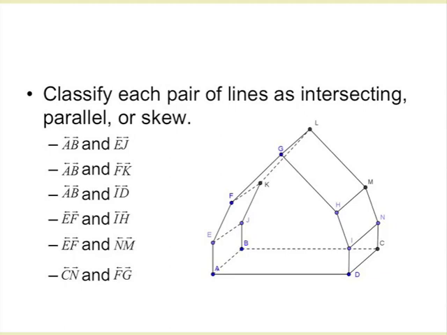So if I trace out AB and EJ, will those intersect? They will not. So then are they in the same plane? Yes, they're in the same wall, and a wall is like a plane. So those two lines are parallel. You can write parallel, or that's our symbol for parallel. It's just two little lines.